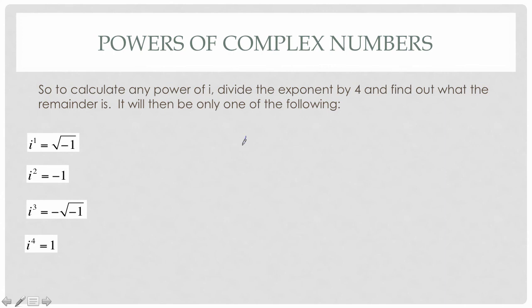So i to the 136th power. To figure it out, I need to take 136, divide it by 4, and see what remainder I have. So I'm going to do 136 on my calculator divided by 4, and it goes in exactly 34 times with no remainder. Well, what that means then is 136 is divisible by 4, so i to the 136 is going to be the same as i to the fourth.